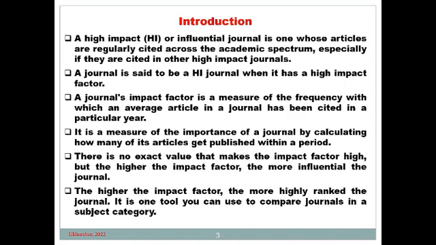What do we mean when we talk about high impact journal? A journal is said to be high impact when it has a high impact factor. High impact journals are journals that have a high impact factor. What is high impact factor? A journal's impact factor is the measure of the extent to which an average article in that journal has been cited for a particular period, basically around 1 year.